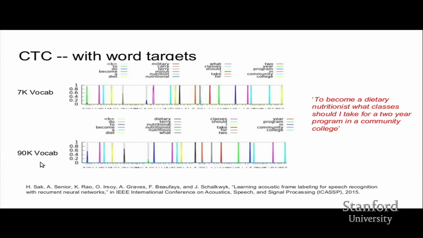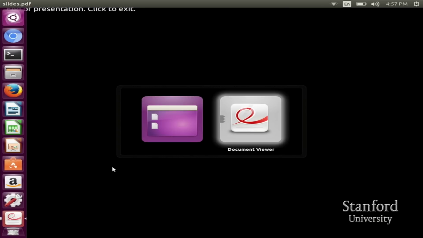If you increase the vocabulary size to be large enough so that "dietary" is in the vocabulary, you find that it actually also produces "dietary" as an output, although it also produces "diet". So a language model would fix that kind of an issue. So that's what I have to say about CTC.